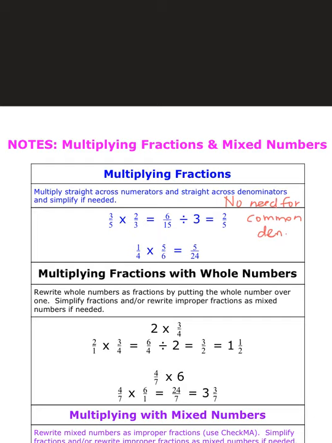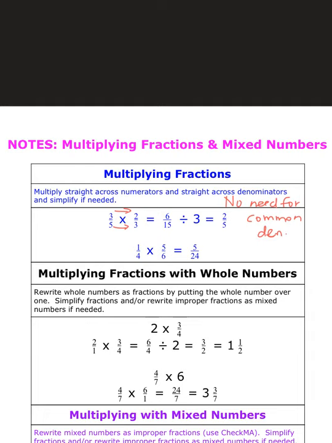Okay, so you just multiply straight across, numerator times numerator, denominator times denominator. So 3 times 2 was 6, 5 times 3 was 15. Of course, you need to simplify. So 6 divided by 3 gives you 2, and 15 divided by 3 gives you 5. Simple as that.